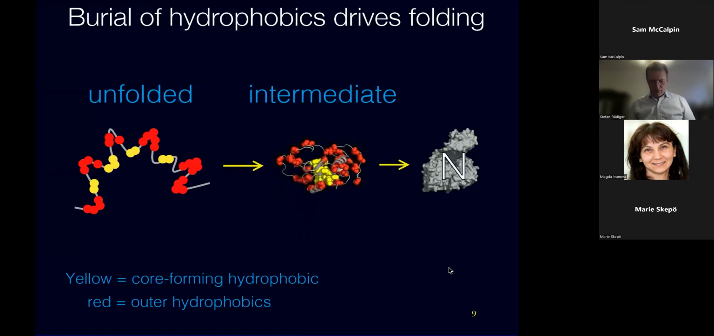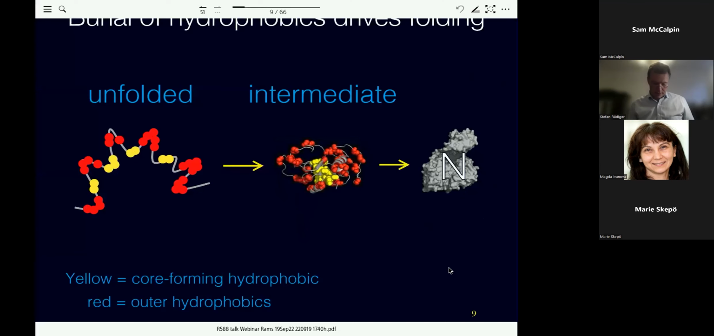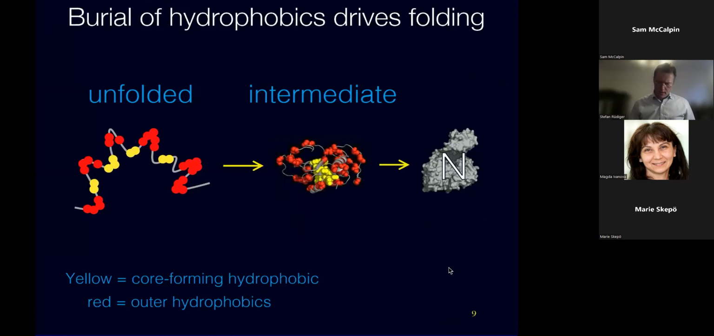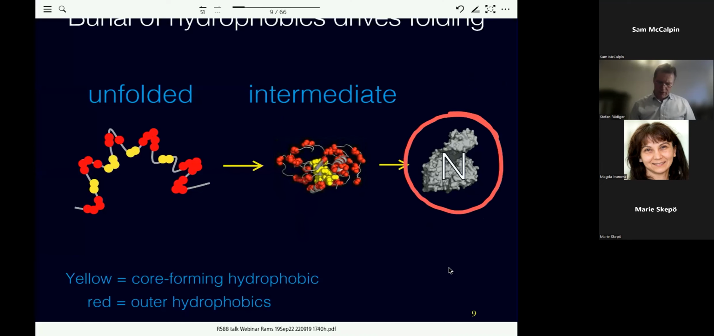When we look at the folding pathway, it's actually quite a simple sequence. At the end of the folding pathway, we end up with a native state that has enzymatic activity, which you can measure. To get there, proteins fold via folding intermediates.